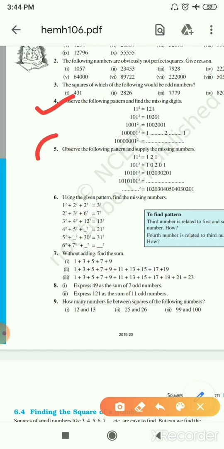Question number 5 is your homework. Observe the following pattern and supply the missing numbers. Using trick, you have to solve this. You have to fill the missing numbers. Till question number 5, you will do in your fair notebook. I hope you are clear with everything till question number 5.